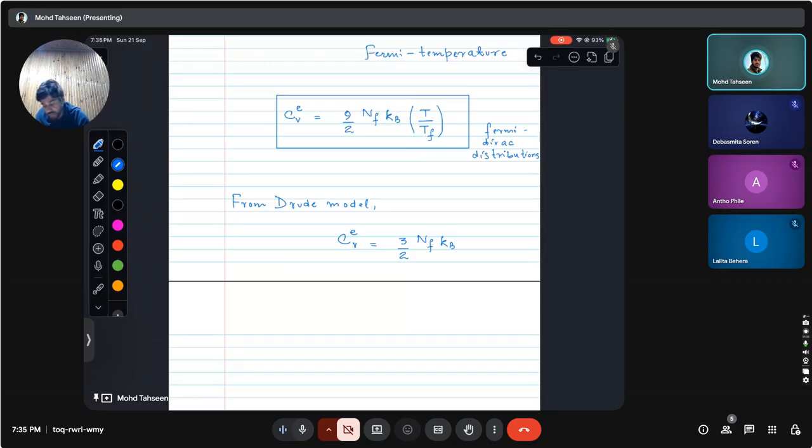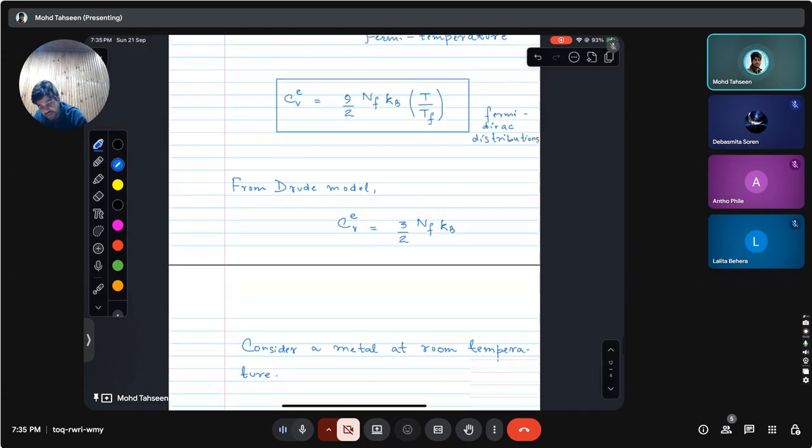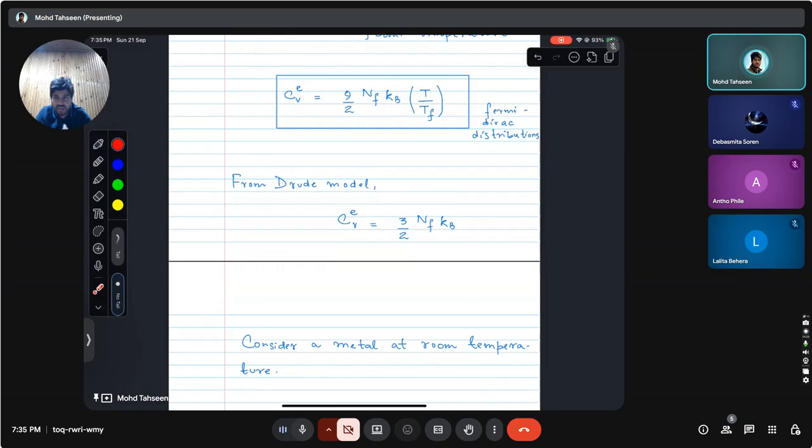Now consider a metal at room temperature. So what does room temperature mean? It means that this temperature is 300 Kelvin. Now what is T_F? How do we evaluate T_F, the Fermi temperature?